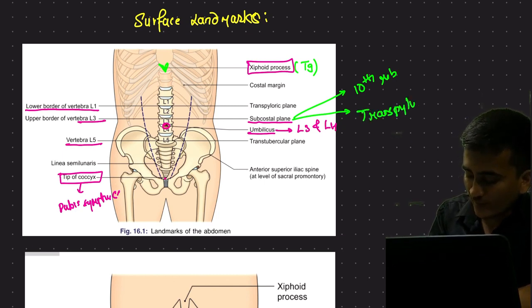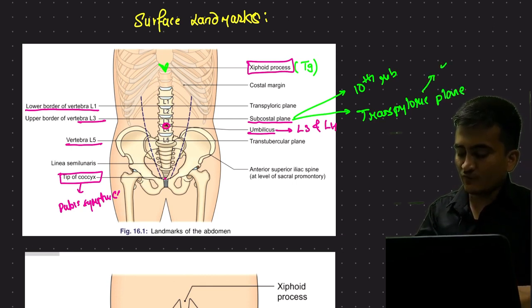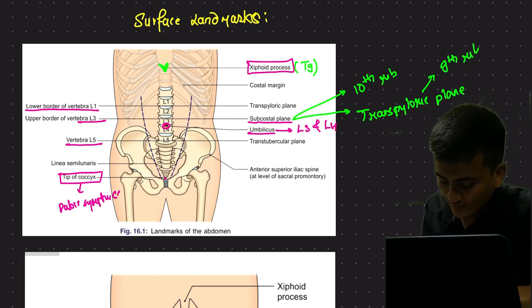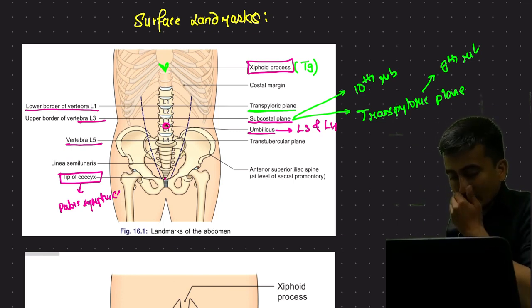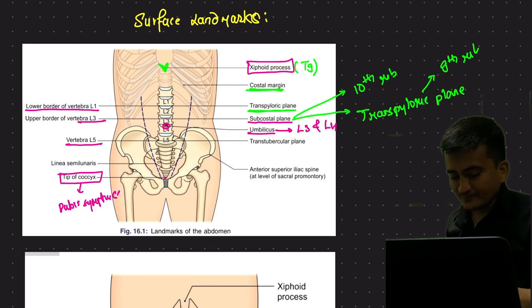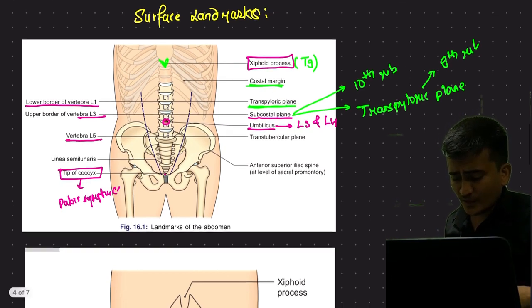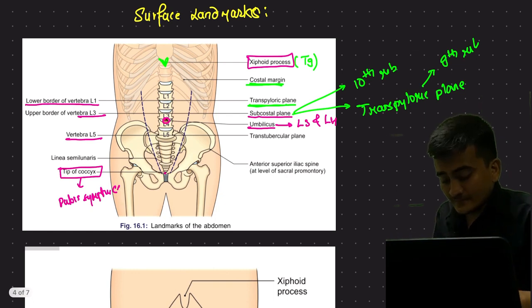Transpyloric plane, right? And we discussed there that the transpyloric plane was lying at the level of what? The 9th rib. So this is the subcostal plane, right? And here you can see the transpyloric plane at the level of the 9th rib. And the costal margin we already discussed, right? Costal margins are the structures that denote the costal cartilage.